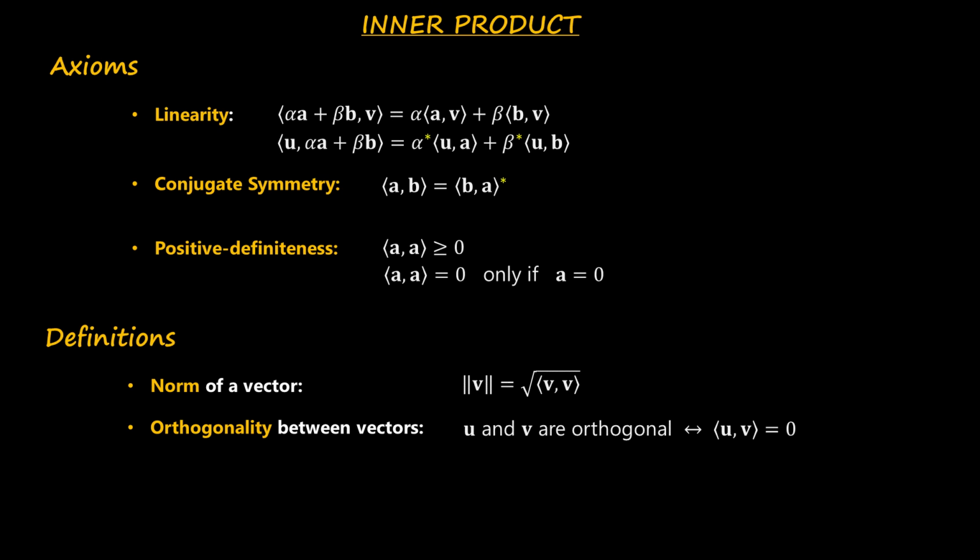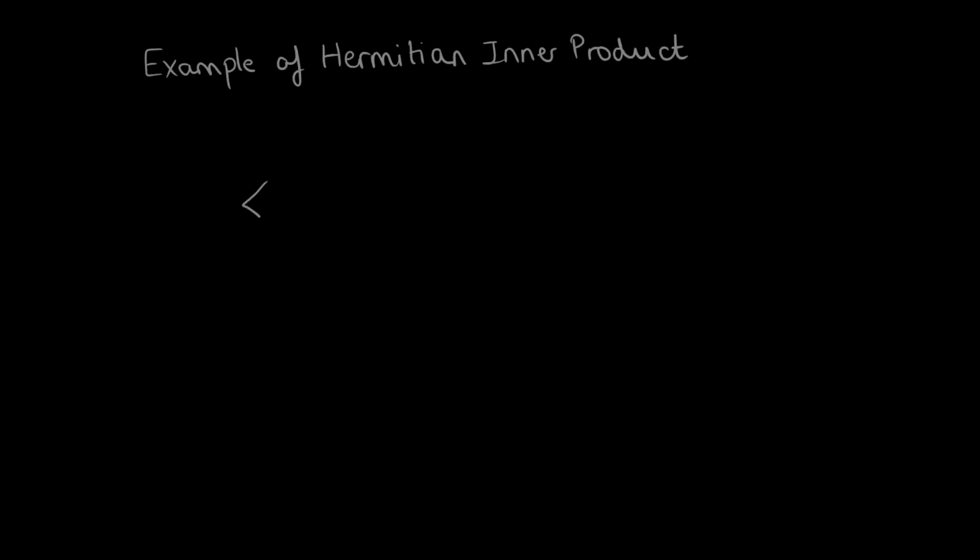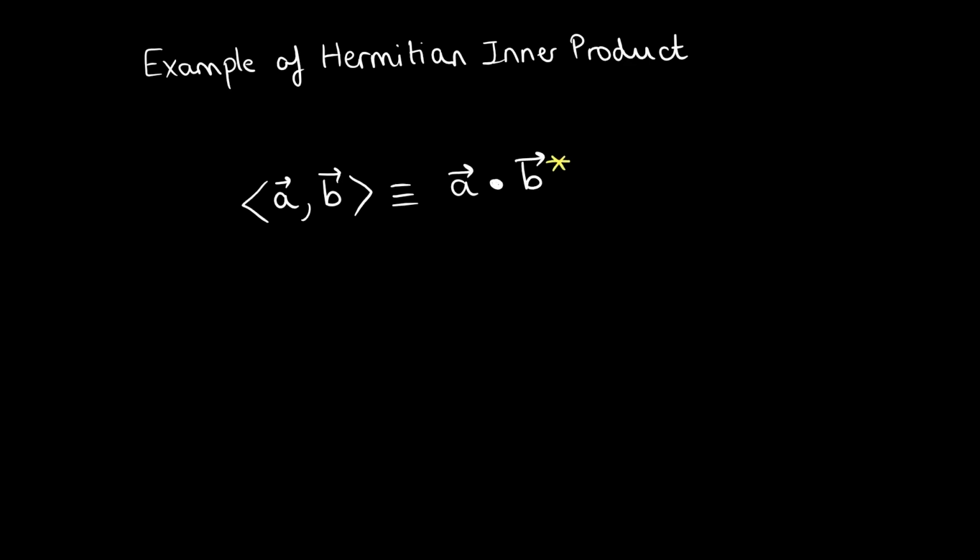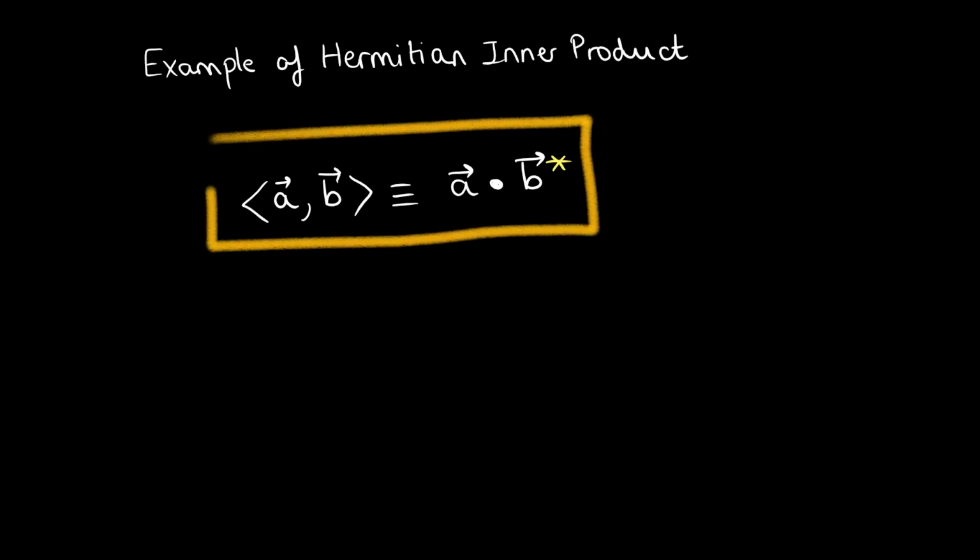In this case, with this version of the axioms that includes conjugate symmetry, the inner product is called the Hermitian inner product. An example of a Hermitian inner product is the following. The inner product between A and B is defined as the dot product between A and the complex conjugate of B. With this new definition, we satisfy all of the axioms, and we get a very satisfying norm for all vectors.